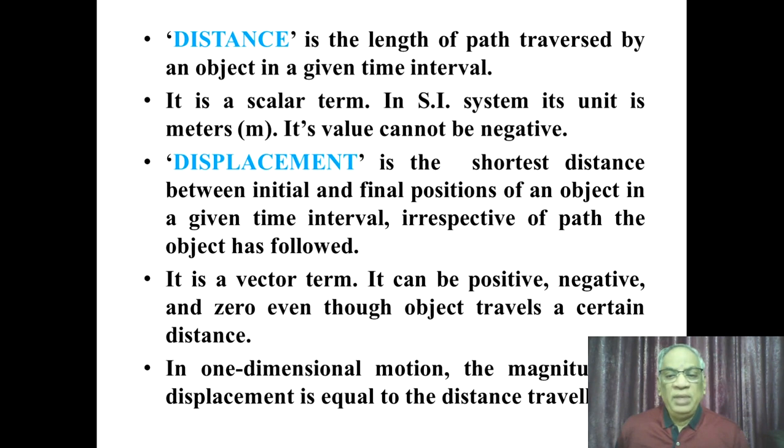Its value cannot be negative, always positive, no negative. It can be 0 but it cannot be negative. Next term is displacement. These are also similar, but it is a vector quantity. Displacement is the shortest distance between the initial and final positions of the object in a given time interval, irrespective of the path that the object has taken. I mean, the object may take different routes, but finally it reaches the destination.